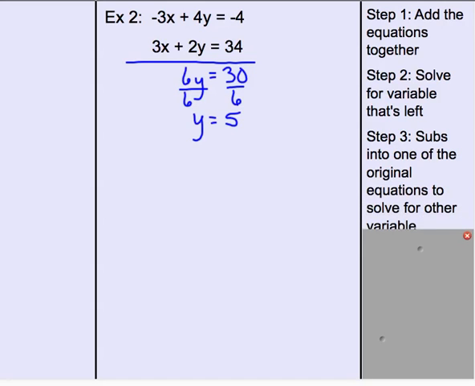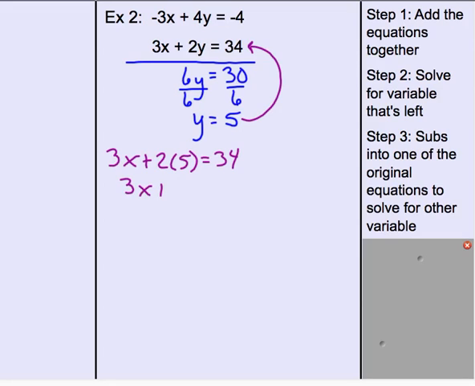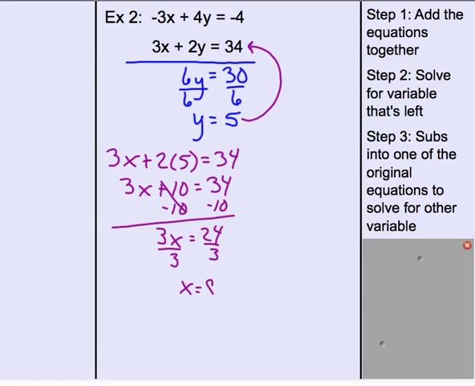Substituting that into one of the original equations. I am going to choose, again, my second one, just because all of the numbers are positive. Substituting 5 for y to solve for x. 2 times 5 gives me 10. Subtracting 10 from both sides. We have 3x equals 24. Dividing both sides by 3, we get x equals 8.